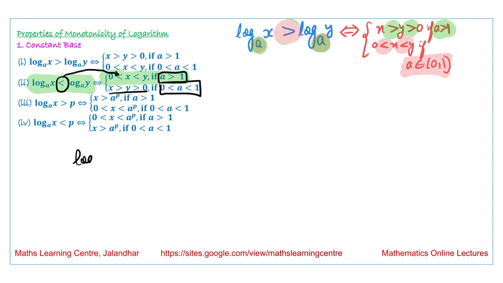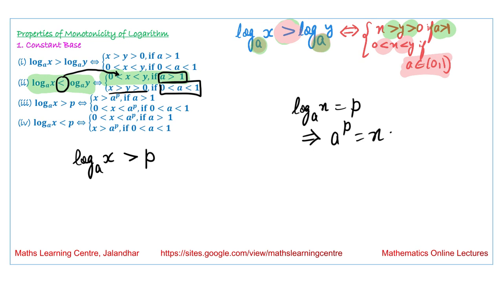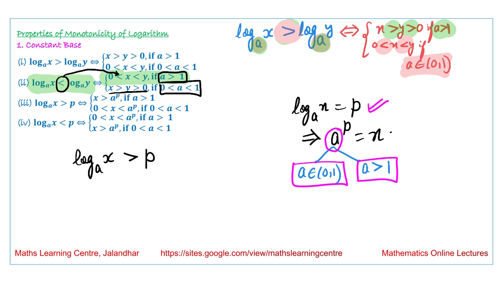Next is log x to the base a is greater than p. We are talking about the condition. If we are saying log x to the base a is equal to p, then this implies that a raised to the power p is equal to x. So we are talking about two conditions over here. We are saying when a belongs to the interval 0 to 1, and second, when a is greater than 1. Now clearly, for both these intervals, for both these values of a, the behavior of this function will be very different.